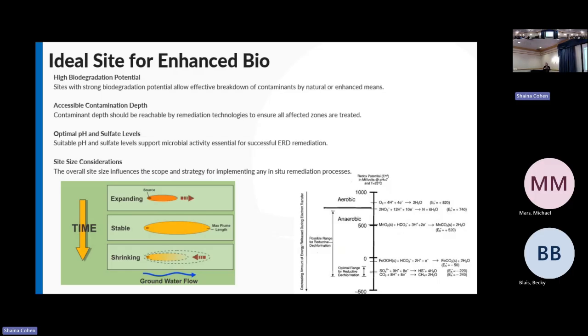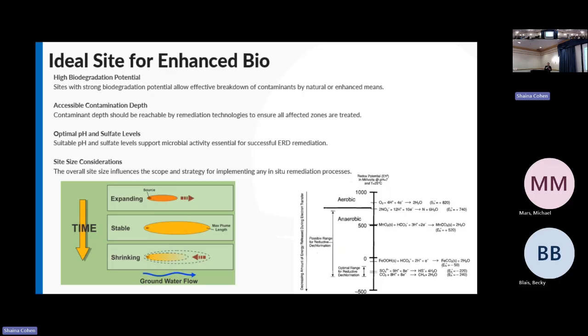Typically, the type of sites that I'm getting involved in, we're most commonly doing these applications with direct push technology, though we can certainly do things via wells and other delivery mechanisms. But in any case, things often are most efficient from a cost and time perspective if we can relatively get to the contaminated zone with a direct push rig.